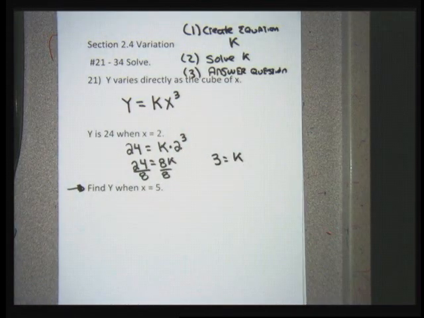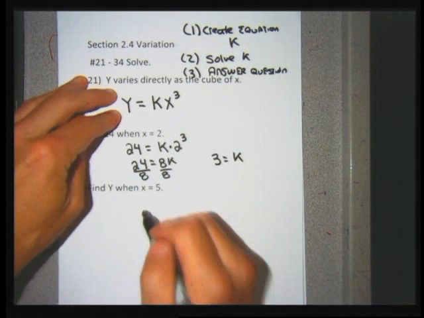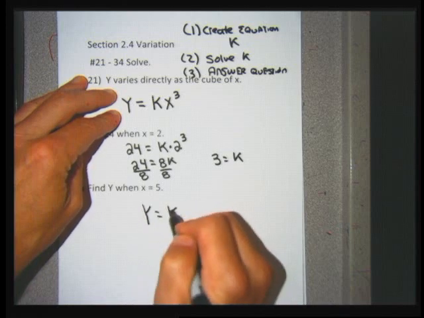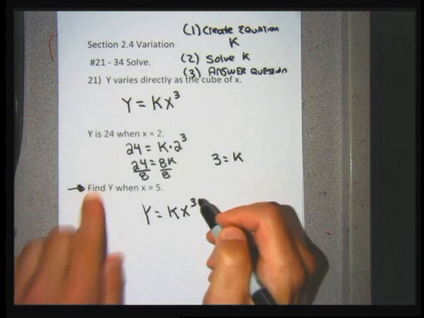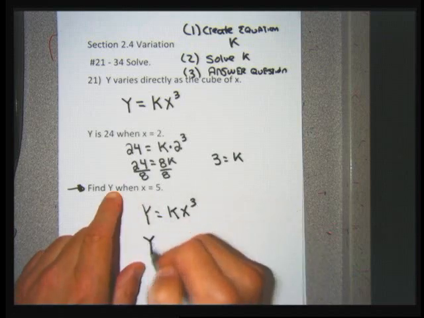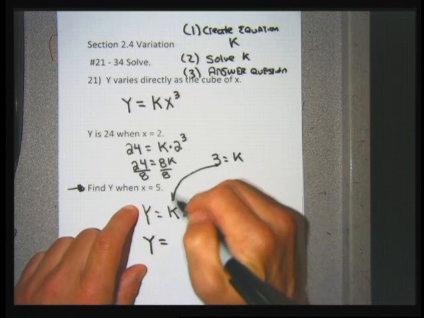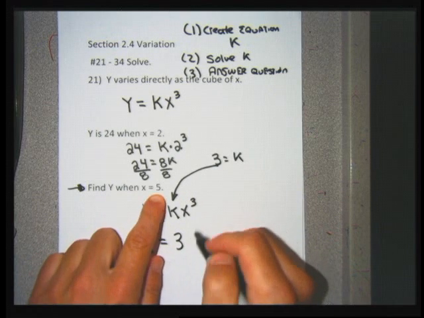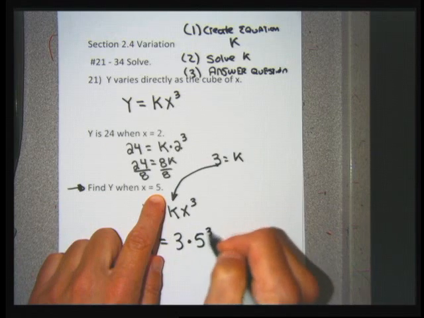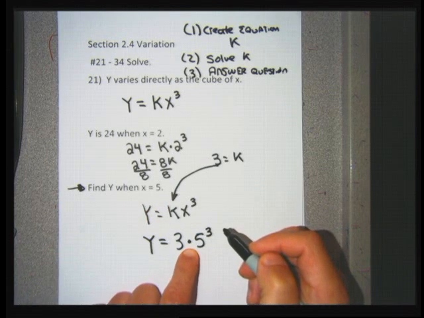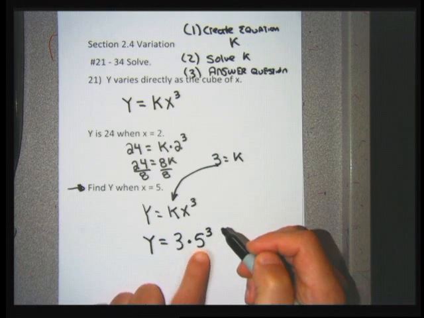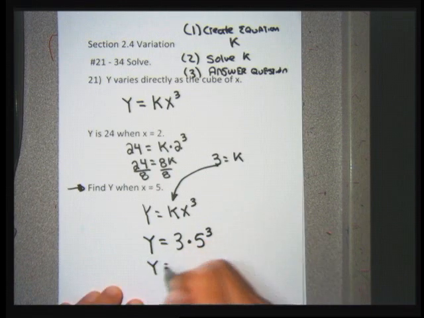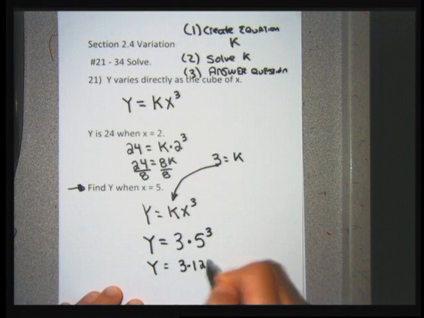Still not done with the problem. I've created an equation. The equation was y equals kx cubed. And now I want to answer the question, find y when x is 5. To find y when x is 5, I'm going to plug 3 in for k, because for this problem, k is always 3. And I'm going to plug in 5 for x. And I put a times sign. I could have put parentheses for the times. Orders of operations want me to do exponents first. If you did 3 times 5 and got 15 and then cubed it, you'd be wrong. I'm going to do 5 cubed. 5 cubed is 125. And then I'm going to multiply by 3.